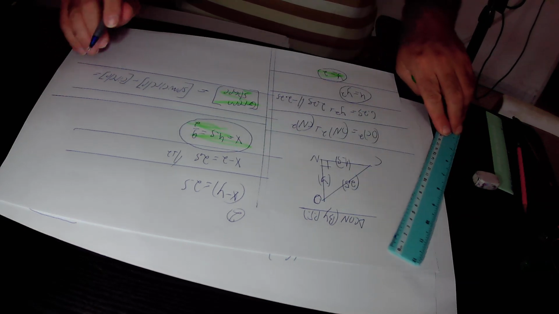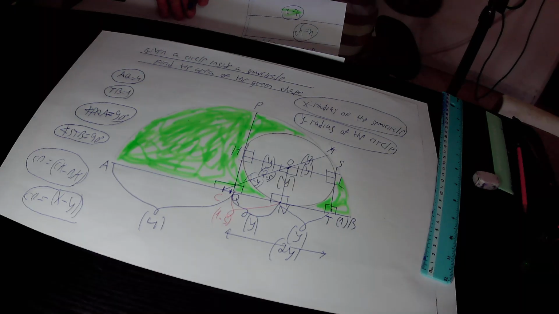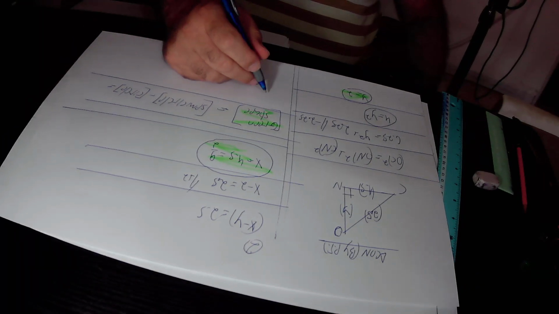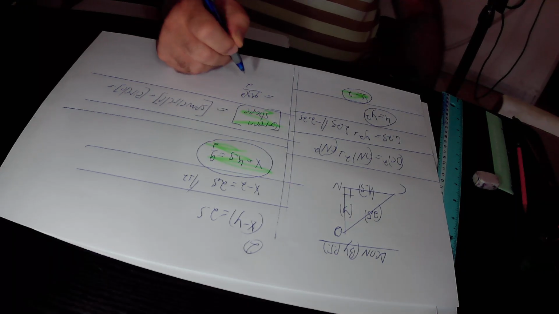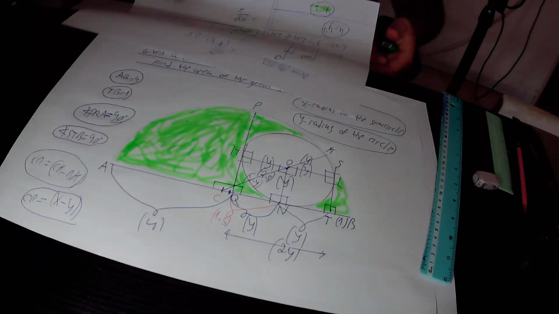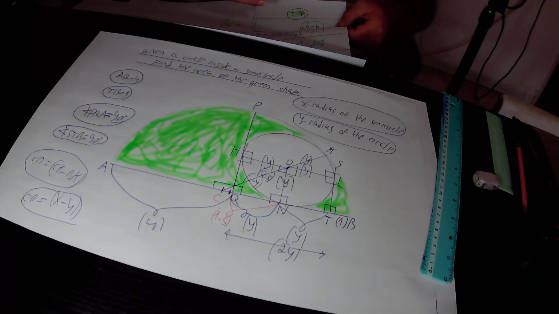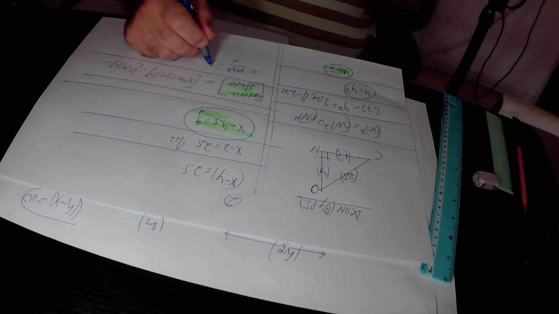The radius of the semicircle equals x units in length, therefore the area of the semicircle must be equal to pi x squared over 2, minus the area of the small circle. The radius of the small circle equals y, therefore the area of the small circle must be equal to pi y squared, which is minus pi y squared.